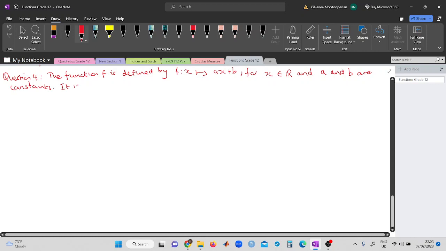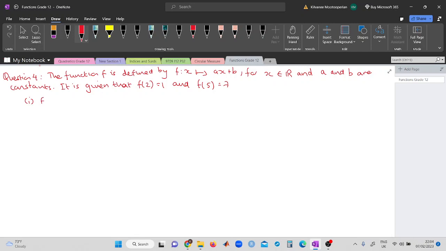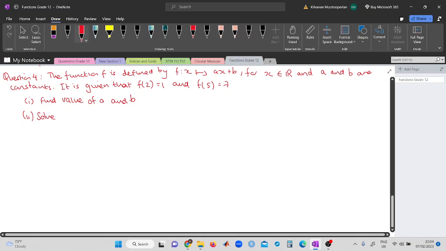It is given that f of 2 is 1 and f of 5 equals 7. Question 1: find the values of a and b. Deuxième, c'est la deuxième partie là qui est dans le composite.